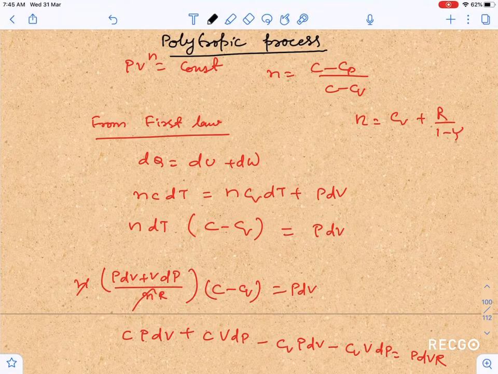So, good morning, everyone. This is the fourth lecture of heat and thermodynamics. In this lecture, we will discuss the polytropic process.